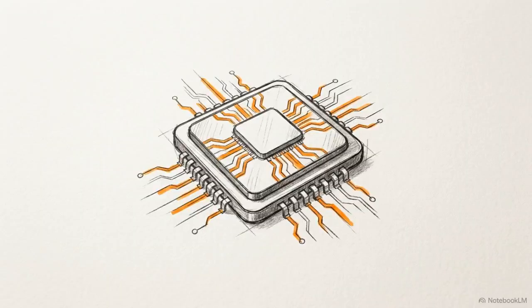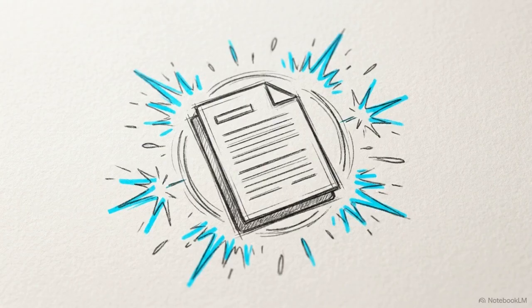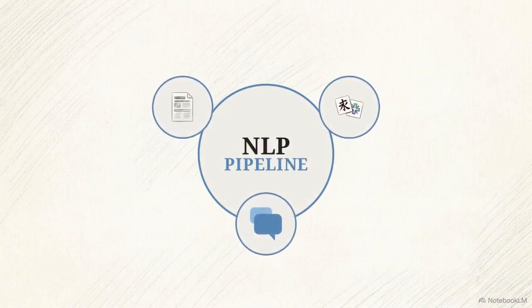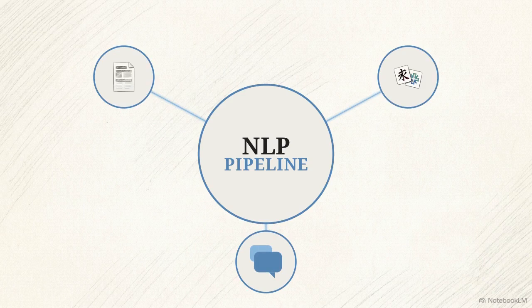Modern generative AI is not magic. The ability of a machine to write an essay, translate a document, or hold a conversation is simply the culmination of these foundational NLP transformation tasks operating at scale.